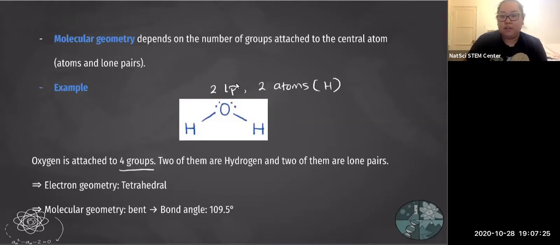So the electron geometry of this would be tetrahedral. However, its molecular geometry would be bent with a bond angle of 109.5.